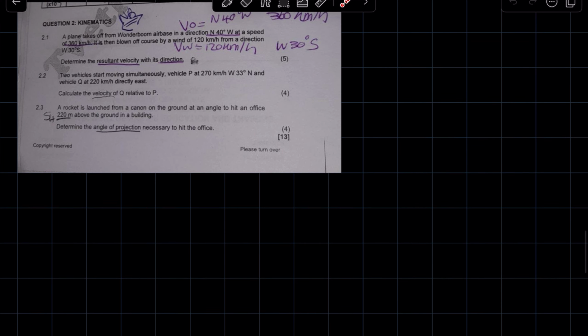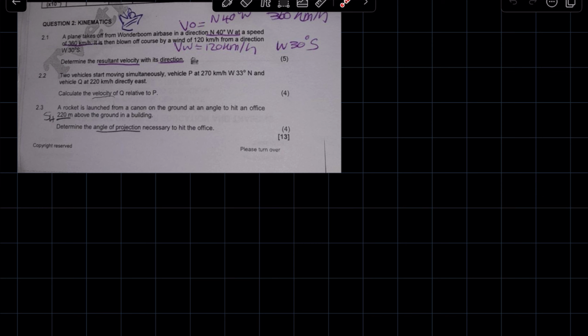Like I said, in the first case you are given the original vector of the object as well as the wind vector, and you are simply asked to calculate the resulting velocity. This is case number one, which is what we will look at in this lesson. So let us represent the vectors on a Cartesian plane.